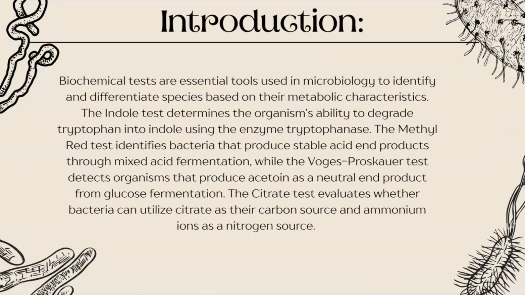Introduction. Biochemical tests are essential tools used in microbiology to identify and differentiate species based on their metabolic characteristics. The indole test determines the organism's ability to degrade tryptophan into indole using the enzyme tryptophanase. The methyl red test identifies bacteria that produce stable acid end products through mixed acid fermentation, while the Voges-Proskauer test detects organisms that produce acetoin as a neutral end product from glucose fermentation.